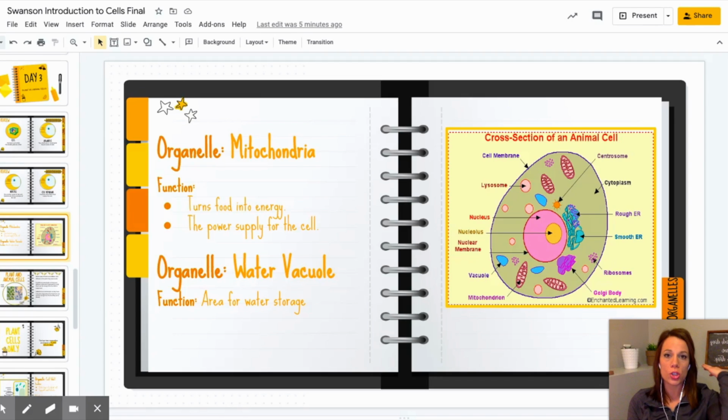And then vacuoles. Again, vacuoles are storage areas inside the cell. We've got food, we've got water, and we've got waste. Probably the most important one that you need to remember is the water, and that is obviously an area for water storage found inside of the cell. Yesterday, I talked about how plant and animal cells are different from each other, and one of the differences is because of the water vacuole. Plant cells have one large water vacuole, and animal cells have a bunch of little tiny ones.